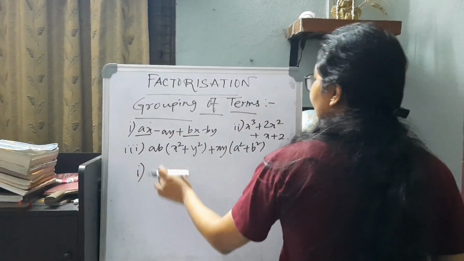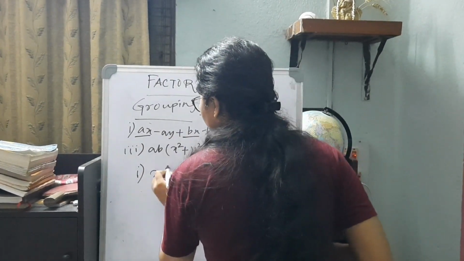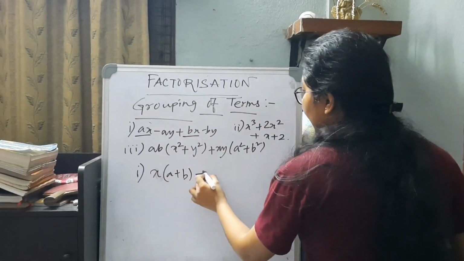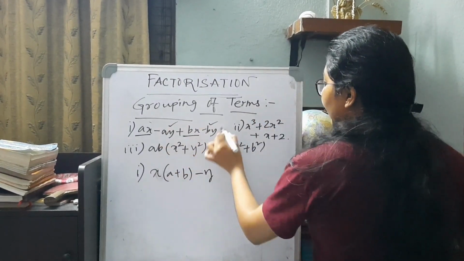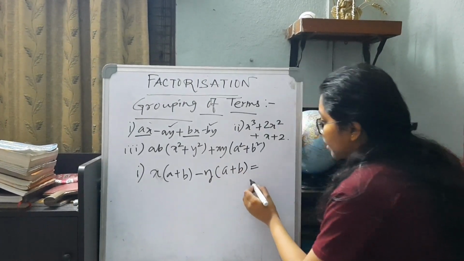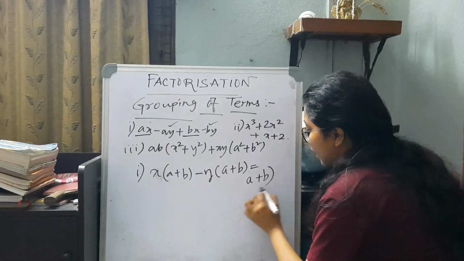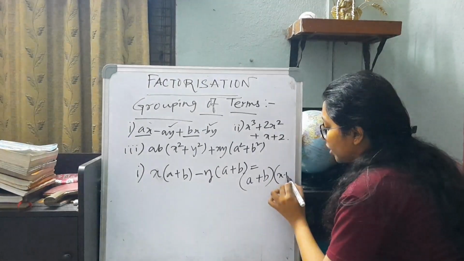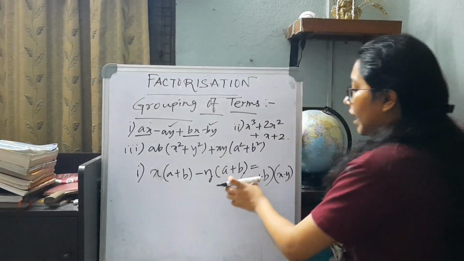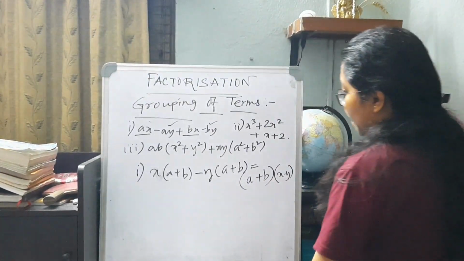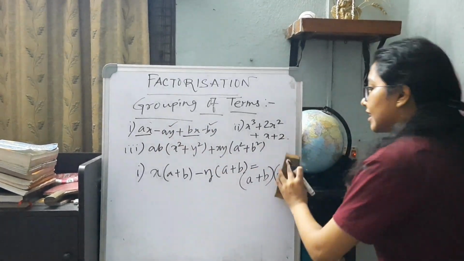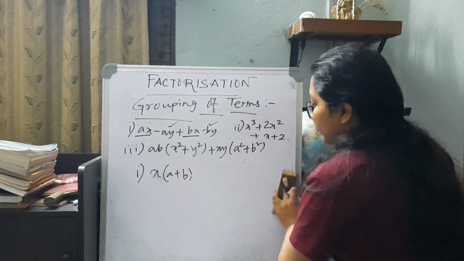So if I go for taking x common here, I will find that it is nothing but a plus b, and in the second part, if I take minus y as common, this is also a plus b. So our answer is a plus b times of x minus y, because a plus b is common in both. If I take a plus b as common, that will be x minus y, which is coming up. Now if I go for grouping the other two, what will happen? It will yield the same result. Let us check it out.